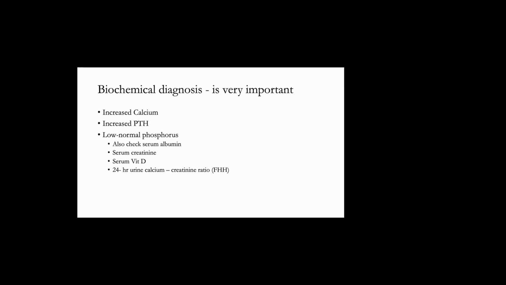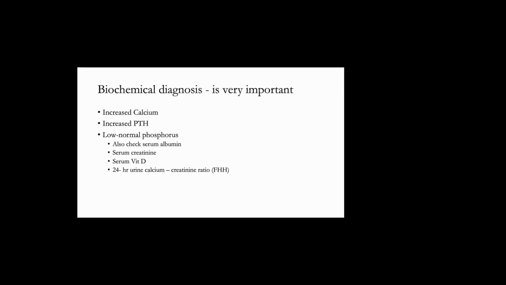The other thing that we have to check is a 24-hour urinary calcium creatinine ratio, because there's a disease called familial hypocalciuric hypercalcemia, where there is a mutation in the calcium sensing receptor that causes less calcium to be excreted in the urine. The same mechanism, CaSR-related, causes increased PTH, and because of low excretion of calcium, there is hypercalcemia. But these patients have a ratio less than 0.01 in a 24-hour urinary sample, whereas it is more than 0.04 in PHPT.